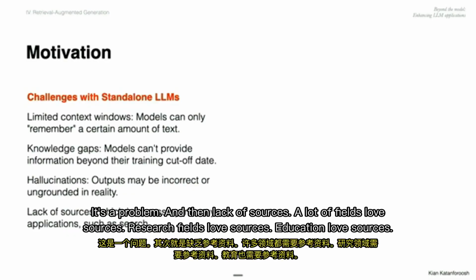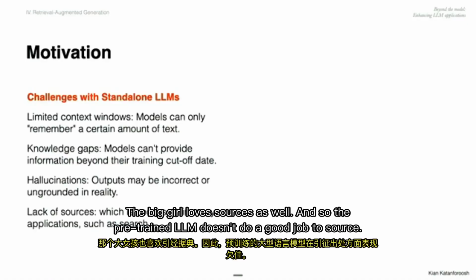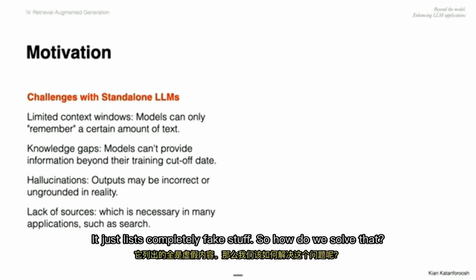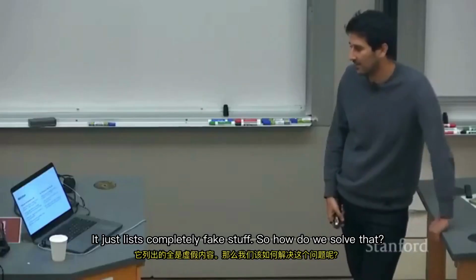And then lack of sources. A lot of fields love sources. Research fields love sources. Education loves sources. Legal loves sources as well. And so the pre-trained LLM doesn't do a good job to source. And in fact, if you have tried to find sources on a plain LLM, it actually hallucinates a lot. It makes up research papers. It just lists completely fake stuff. So how do we solve that?